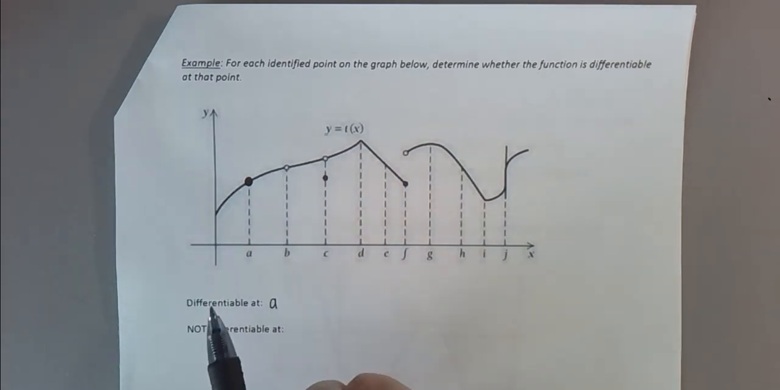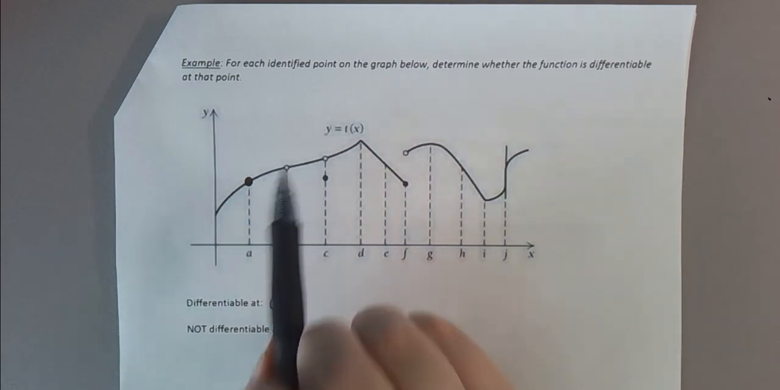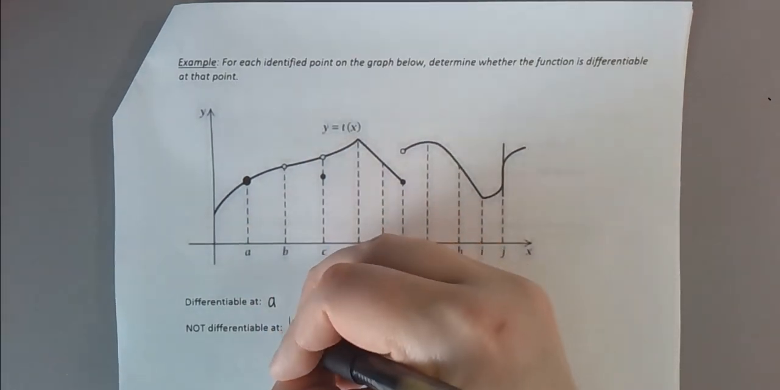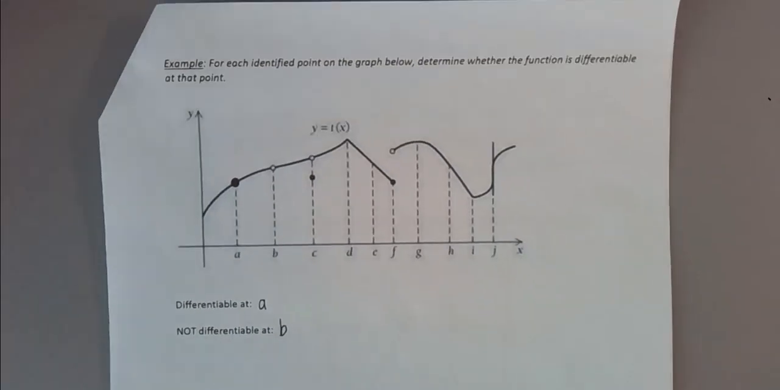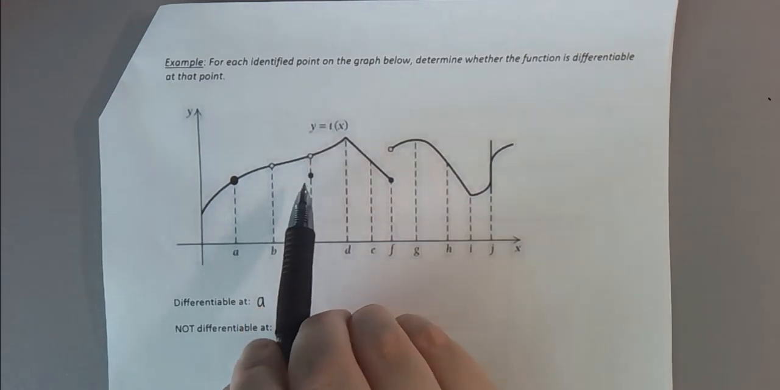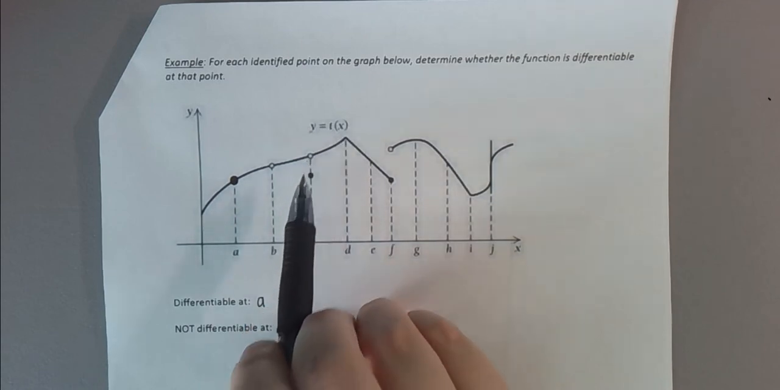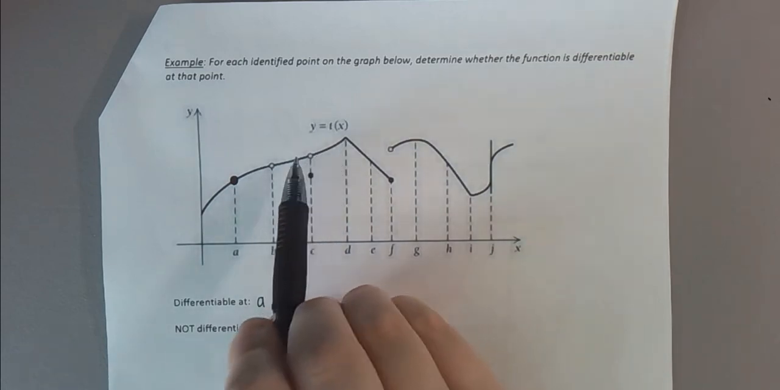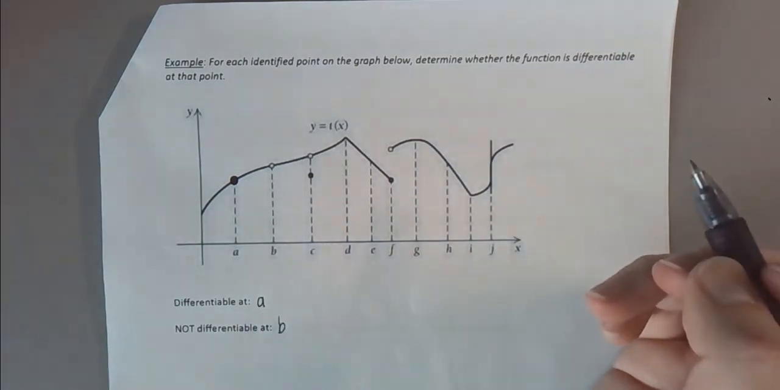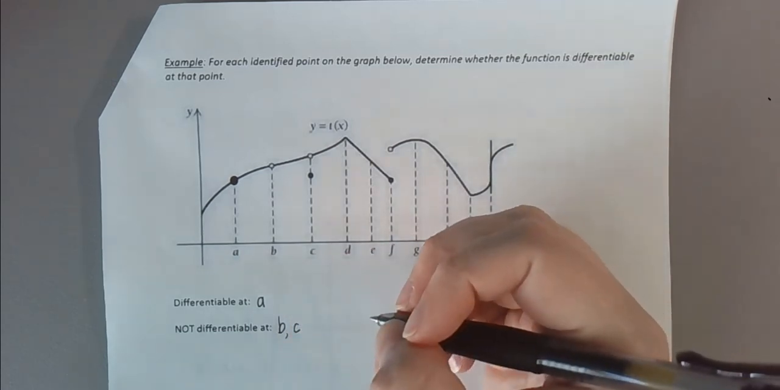Now at B, notice there's a hole in the graph. That hole represents a discontinuity. So automatically, if there's a discontinuity, we can't differentiate at that location. So we are not differentiable at B. Now C is similar. There's a discontinuity, but we have an actual point. It's just been translated below that curve. But still, there is a discontinuity. The point is not along that curve, connecting it at that location, making it continuous at that location. So also, at point C, we are not differentiable.